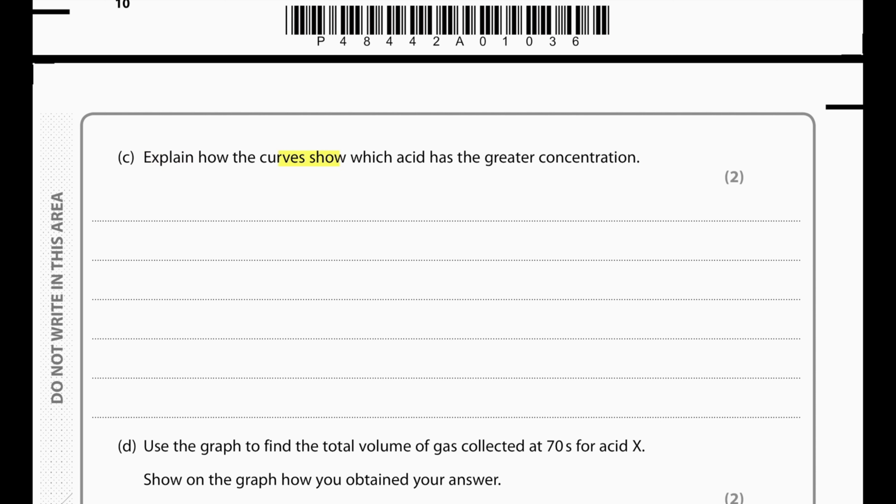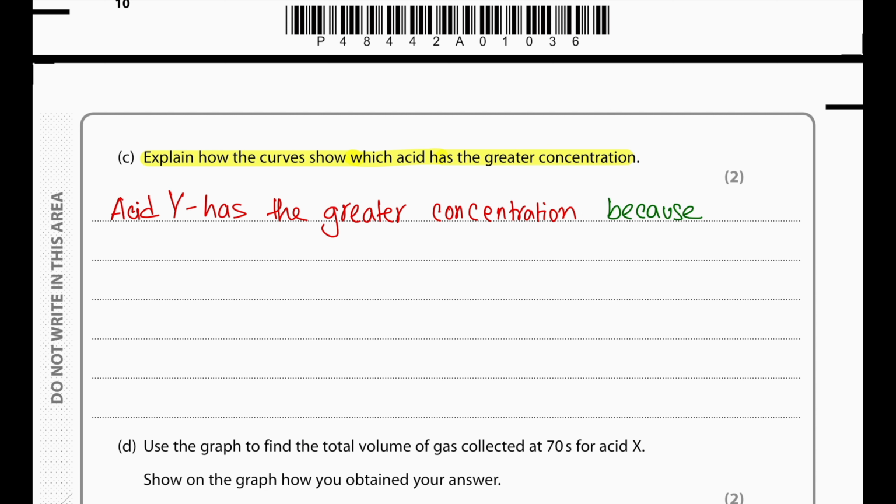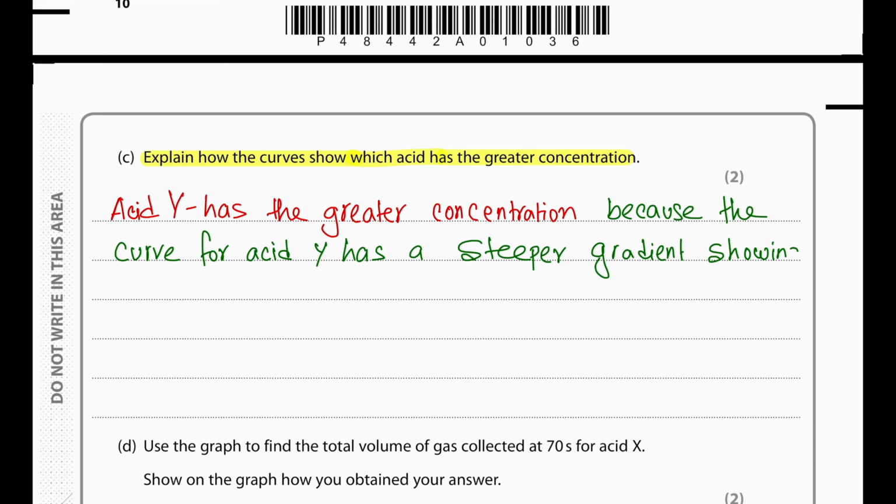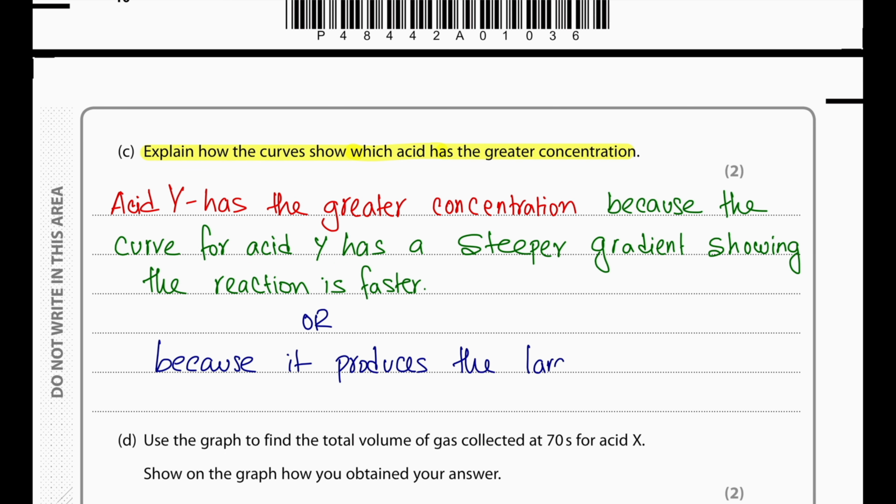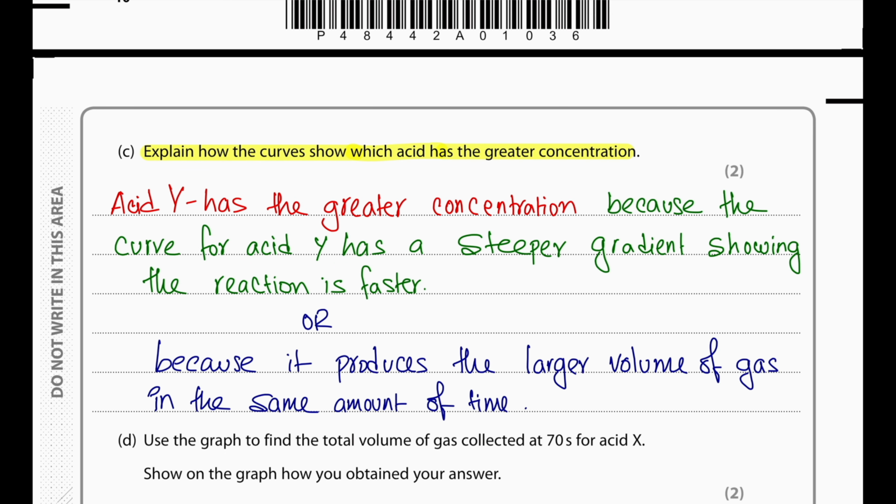Explain how the curves show which acid has the greater concentration. Y has the greater concentration because the curve for acid Y has a steeper slope, showing that the reaction is faster and it produces a larger volume of gas in the same amount of time.